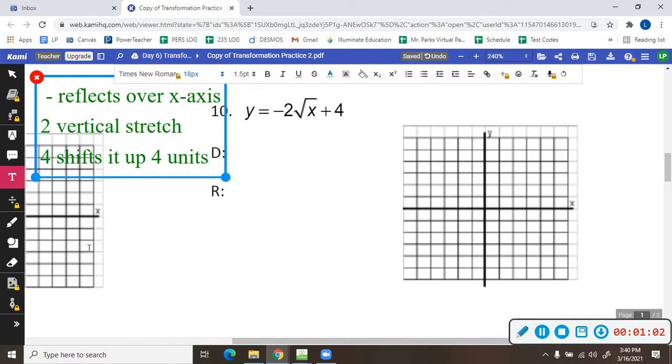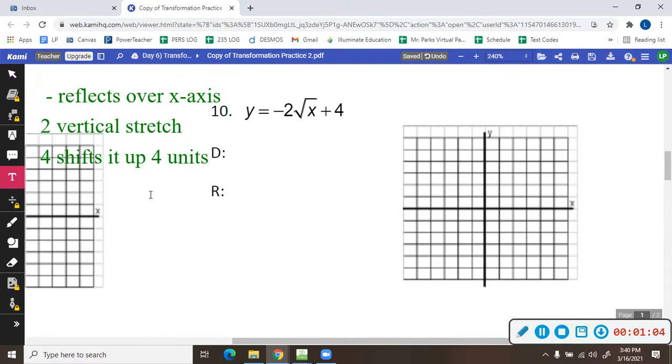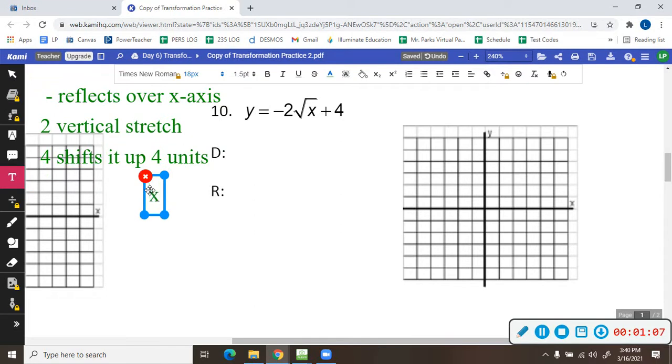So it might be useful to make a table. We'll make an x, comma, y table. And I like to start with 0. If you take the square root of 0, that's 0. -2 times 0 is 0. 0 plus 4 is 4. So I got 0, 4. The next one I might try is 1. Square root of 1 is 1. -2 times 1 is -2. Plus 4 is 2. So if I plug 1 in, I get 2 back.